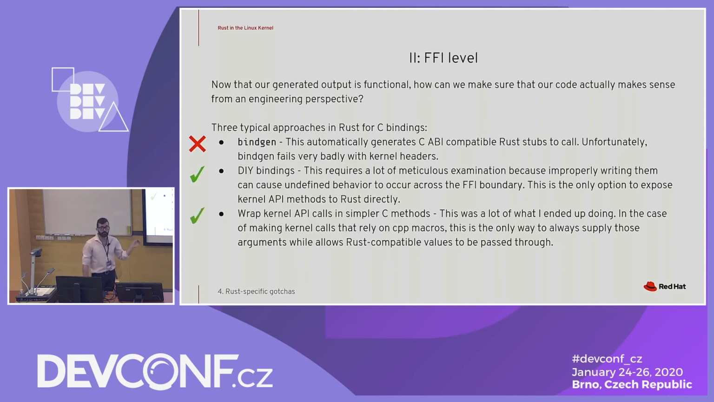We can also wrap kernel API calls in safer C functions that have fewer parameters. And this is actually really necessary when we're doing things with the C preprocessor macros, because when we get into that area, there's no way to translate that across the FFI boundary. So really, this is going to be a large part of what you end up having to do a lot of the time.